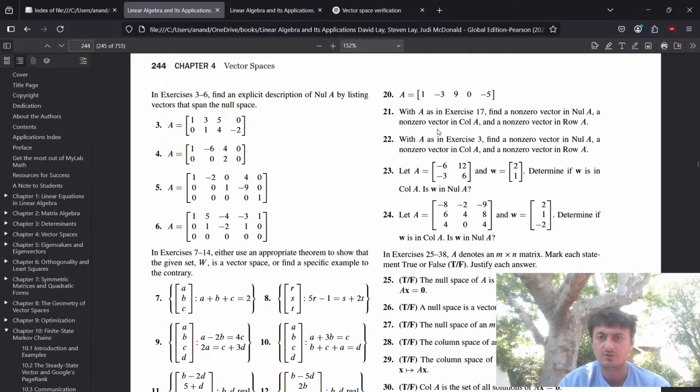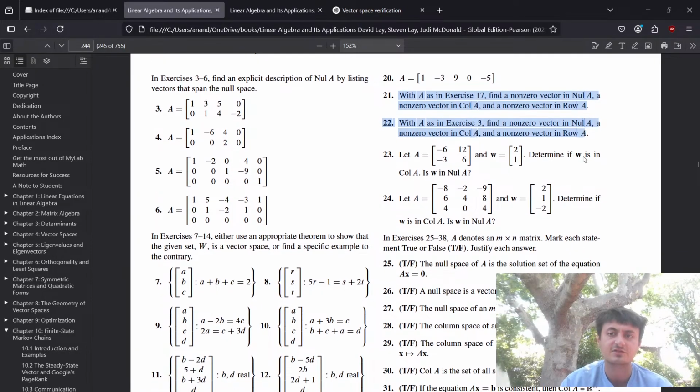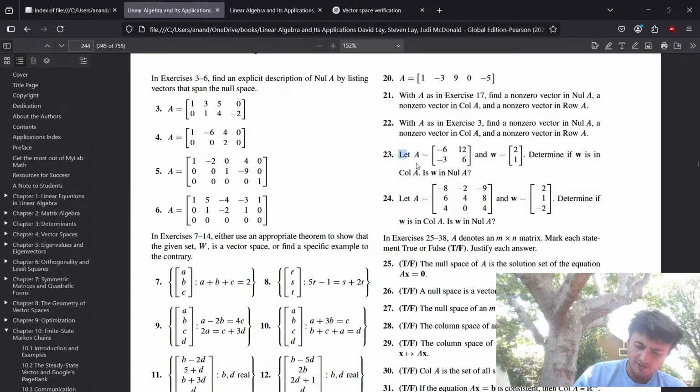All right, so find a non-zero. This is just solving systems. We've solved so many systems at this point. This 23 I wanted to do. 23 was pretty good because, okay, first off, determine if W is in the column space. So we need to find an X such that AX equals W.